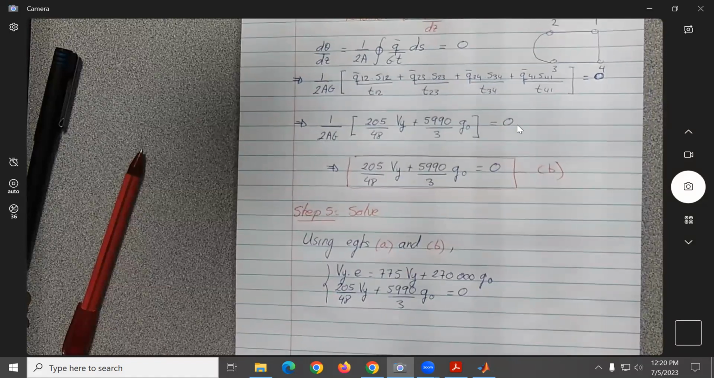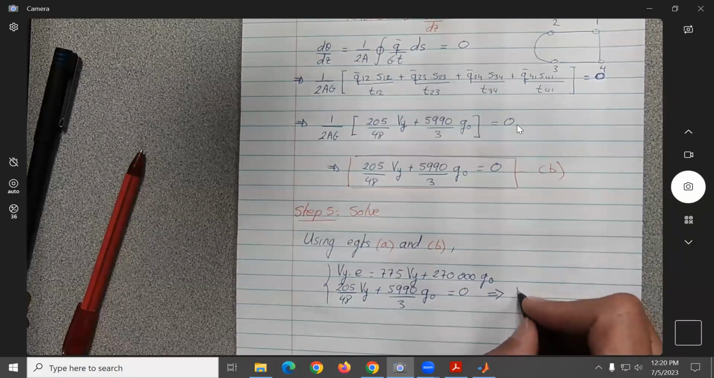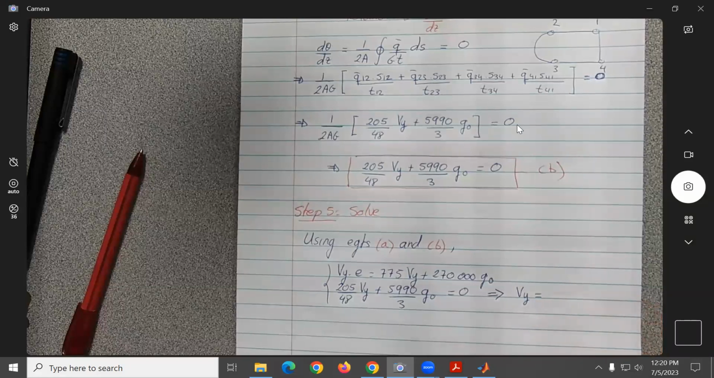So can you please do for me? I'm not going to do it this time in my lab. I think you can do this one. Can you find from that equation what would be Vy in function of q sub naught? So basically you need to do what? Vy will be equal to what? 48 times 5,990 divided by 3 divided by 205.